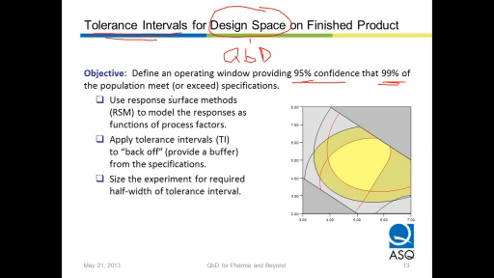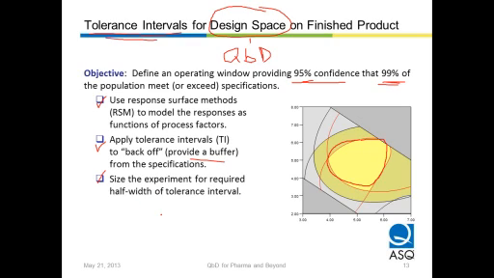What we're going to do is use response surface methods to model the responses as a function of the process factors, and then we will apply tolerance intervals to back away from the edge of this sweet spot, or provide a buffer, so that ultimately we'll have a design space that's very conservative and will meet the requirements of the FDA. And so we're going to have to consider how we size this experiment.